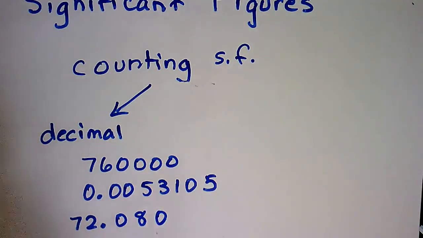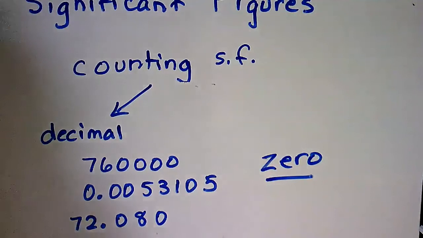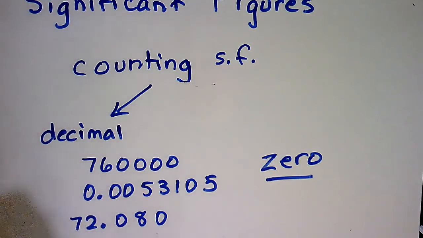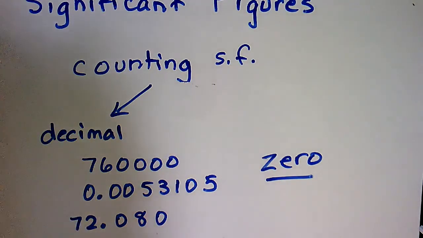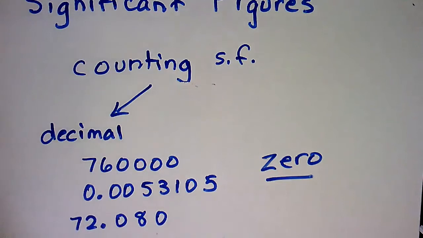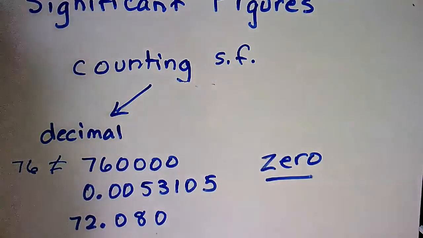Okay, in these examples, the problem is all about zero. In the decimal system, zero serves two purposes. One purpose is to indicate a zero in a measurement, like you actually put the ruler down and measured a zero somewhere. The other way zero is used in decimal is to indicate magnitude, because in decimal notation, the column matters. The number 76 does not equal the number 760,000. These are completely different numbers.